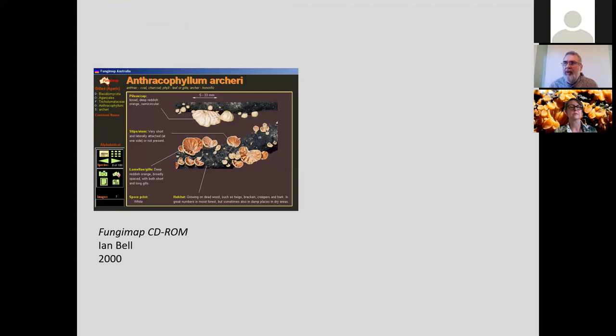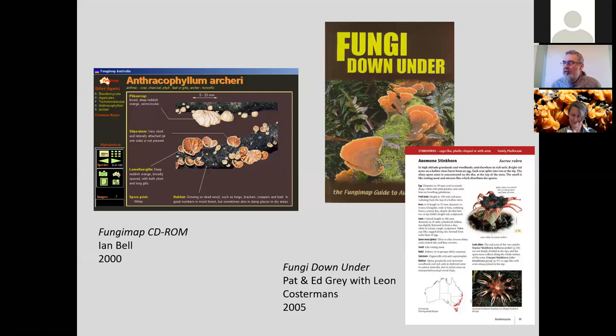Now, two key things that happened back then, we're now about 2000, was that Ian Bell, the late Ian Bell, created a fabulous CD-ROM, very cutting edge technology back then, as an aid to identifying the Fungimap target species. And then in 2005, Pat and Ed Grey, with a lot of input from Leon Kostermans, produced this marvellous Fungi Down Under field guide to the 100 target species. So not only did we have a list of target species, but we had really good guides to assist people in identifying them. And both of those things also acted as really good ways for people to engage with fungi, because they covered a broad range of different morpho groups of fungi, like the puffballs and the stinkhorns and bracket fungi and so on. So I think that was a key part of it as well, that there was something to assist people in identifying these readily recognisable species.